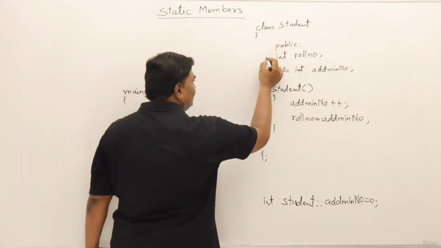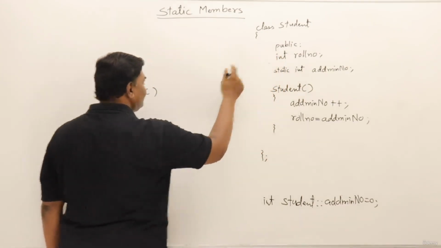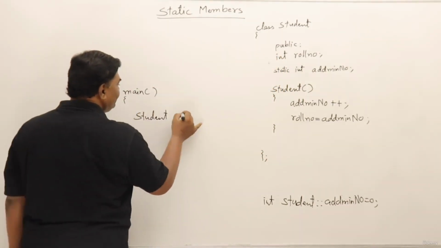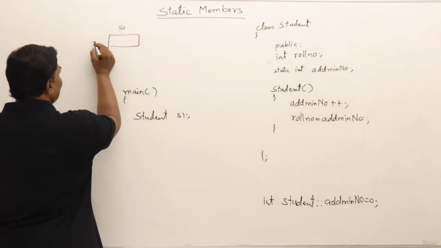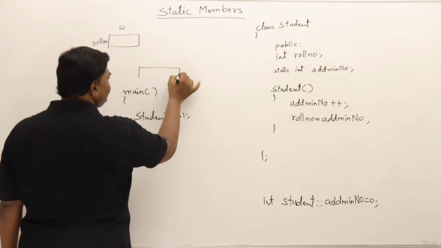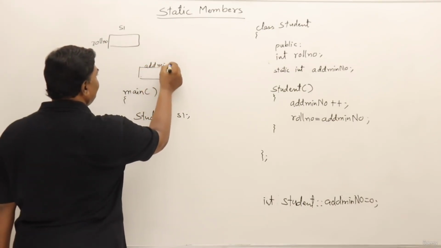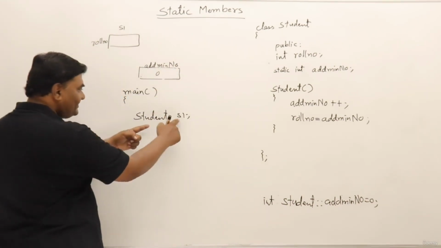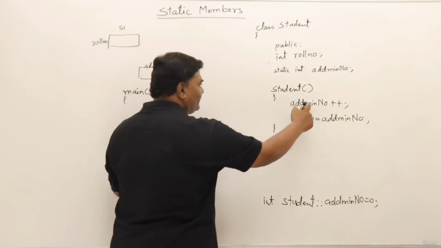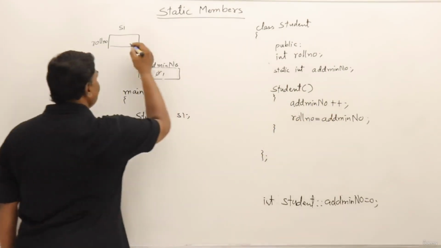See, there are only two members here. One is static and one is non-static. So let us create an object of student, S1. What is the data member for S1? Just roll number, right? And there is an admission number separately maintained, that is admission number. Initially it is 0. Let us see what happens when I call the constructor. The constructor is called, admission number plus plus. This becomes 1 and roll number is assigned admission number 1.